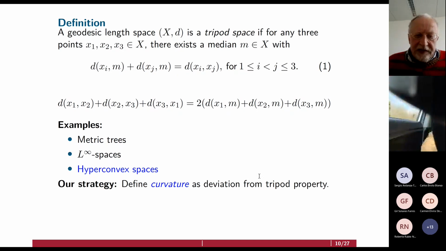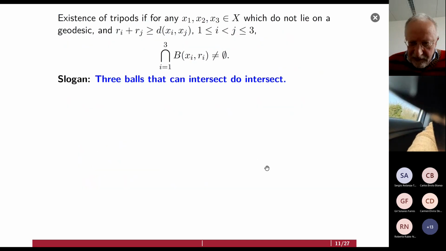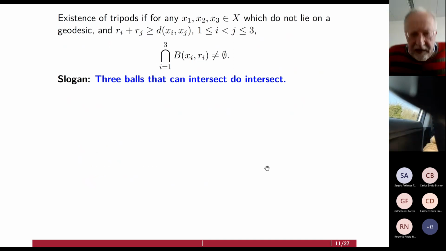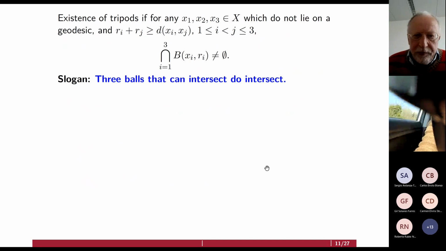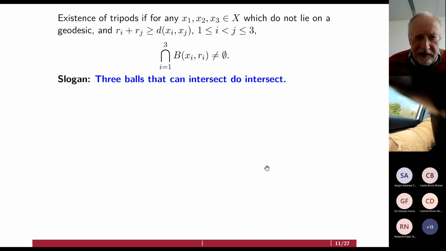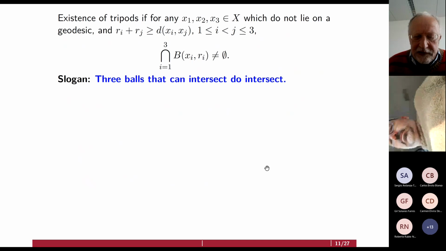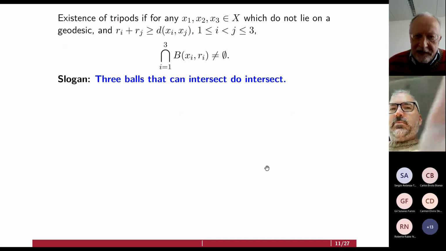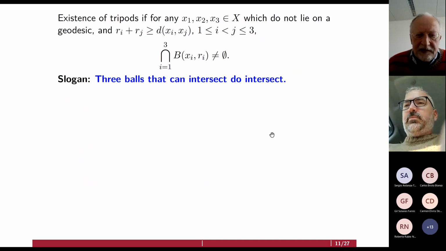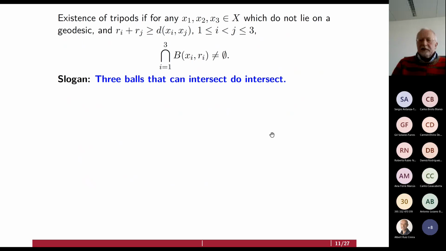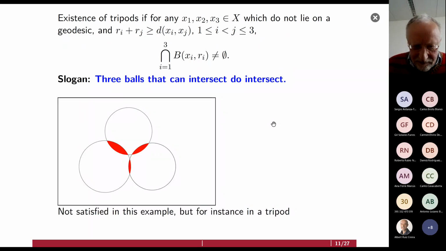So now our strategy will be that we define curvature as a deviation from the tripod property. Of course, that leads to a different normalization, but nevertheless, the ideal property is that when we have 3 balls that could intersect, because the sum of two radii is at least equal to the distance between the corresponding centers, they do have a non-empty intersection. The tripod spaces satisfy the slogan: 3 balls that can intersect, do intersect. And again, it is not satisfied in this picture, but it is satisfied in a metric tripod.